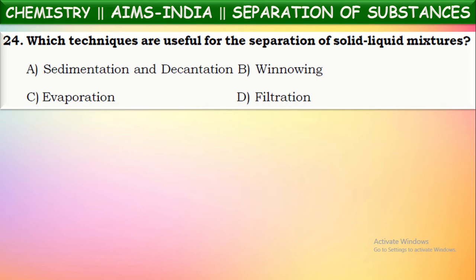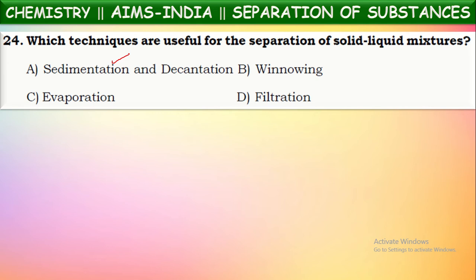Where do we use this separation technique called sedimentation and decantation? For the separation of a solid insoluble substance from the liquid. So a solid liquid mixture can be separated by using sedimentation and decantation. For example, chalk powder mixed in the water can be separated by using sedimentation. Chalk powder or sand, what happens if the mixture is allowed to stand for some time without disturbing? Complete chalk powder or sand will settle down at the bottom of the container. That we call sedimentation.